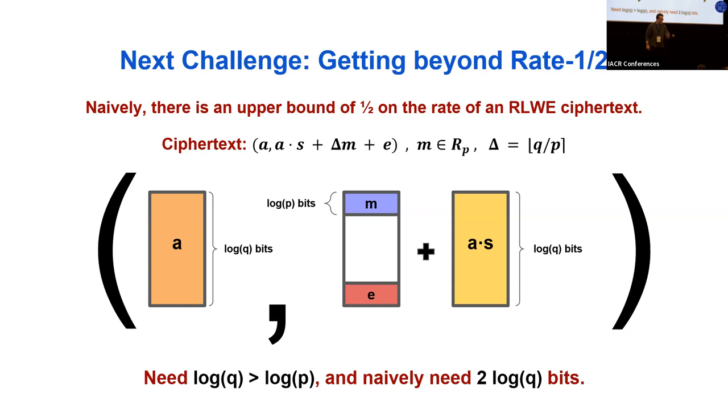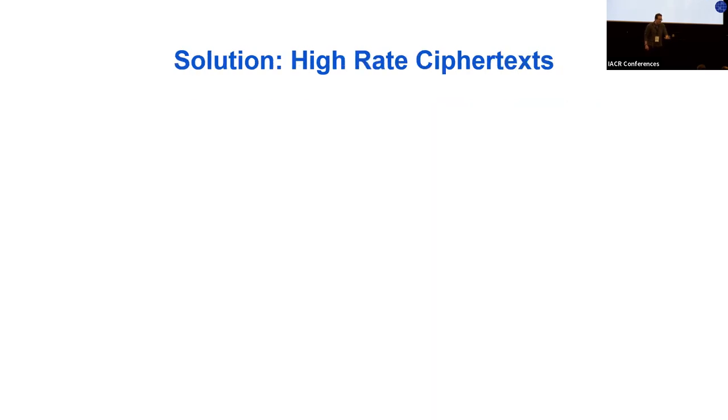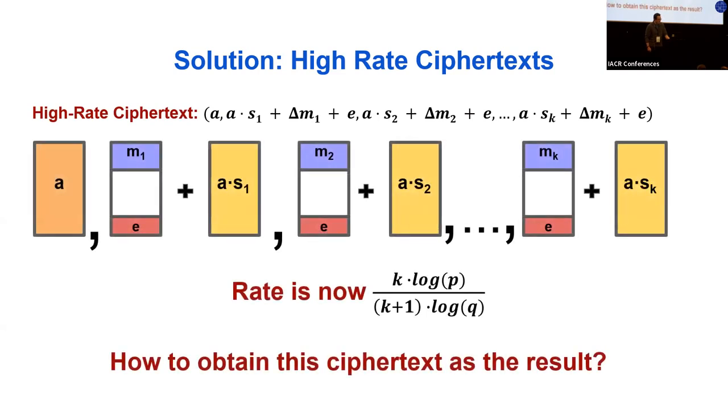So we naively need two log Q bits for this ciphertext, but we can actually get a better rate on this ciphertext by reusing this first term k times. So instead of just encrypting one polynomial m, we're going to encrypt k polynomials and just reuse the same first ciphertext polynomial in the rest of these encryptions. So now our rate is k times log p, which is our message, over k plus one times log q, which is the number of polynomials. So the question is now, how do we actually get the ciphertext as a result?